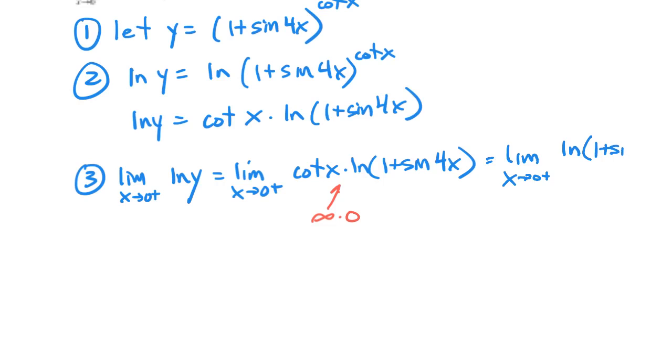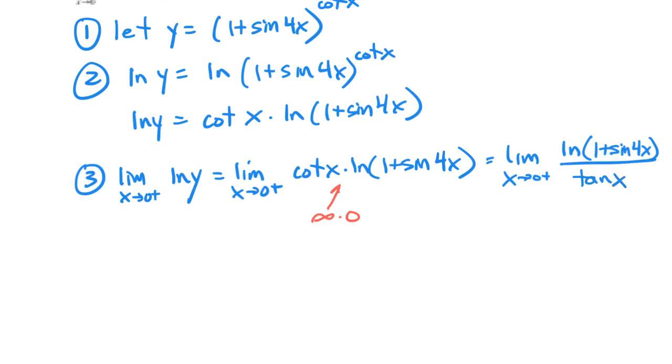There's 2 ways to do it. You pick one. And this one is definitely going to be the easy way to go, because if I put this one on top, then I have to put the reciprocal of this on the bottom. 1 over cotangent. What is 1 over cotangent? 1 over cotangent is tangent, right? The reciprocal. So I can just put tangent of x down here.